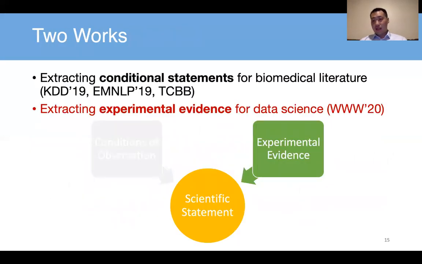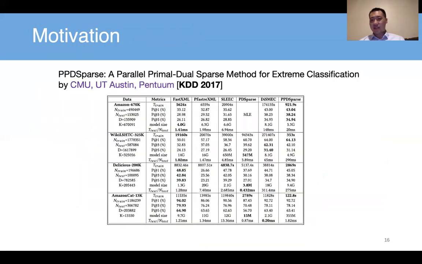Then let's come to the second work. The second work is to extract the experimental evidence from data science. Why do we do that? So here is our motivation.